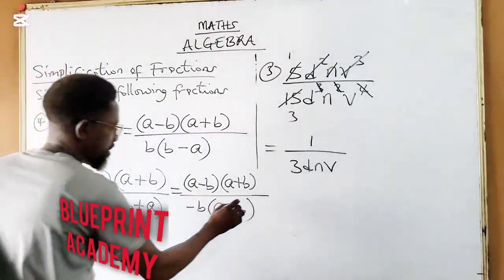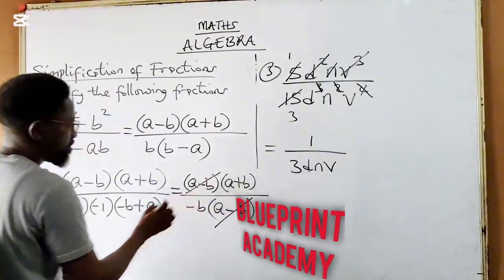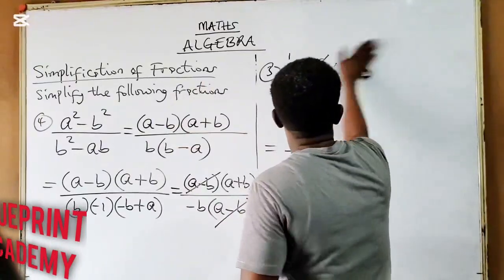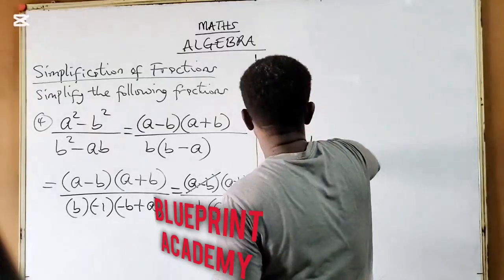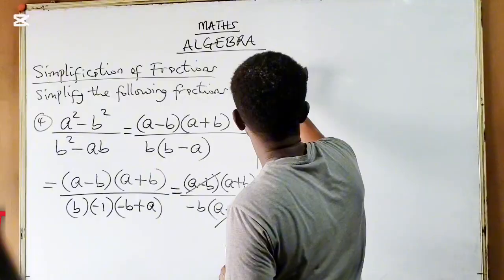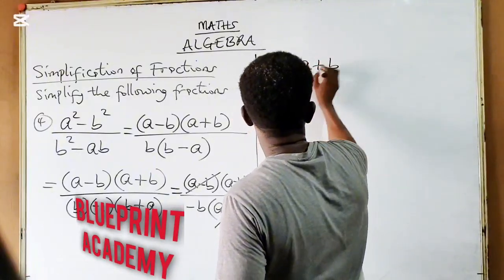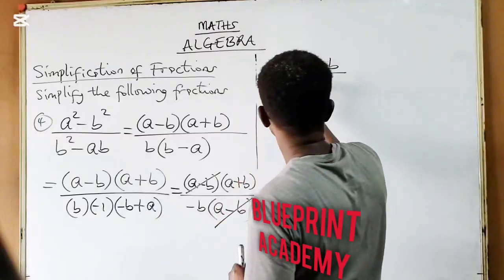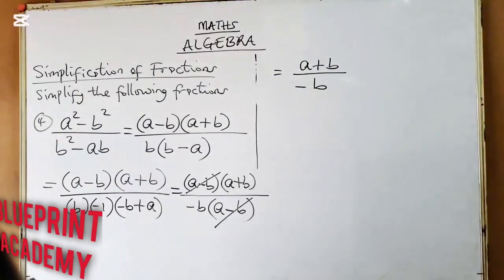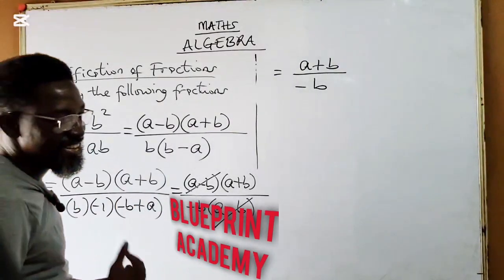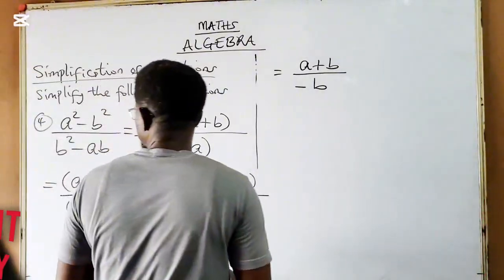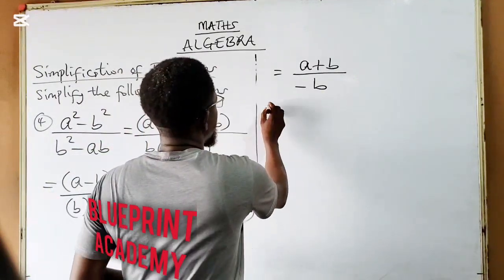So this one now, we cancel this. After that, we'll be left with a plus b in the numerator. In the denominator, I'll have minus b. So that is the answer to that particular question. It is not something difficult. If you have any question, you can send it to me right away and I'll respond to you.